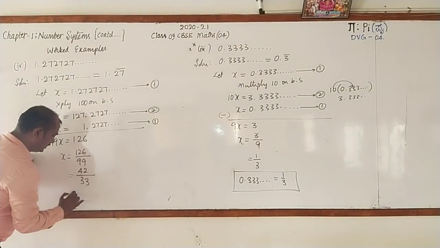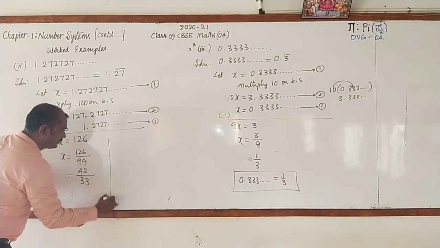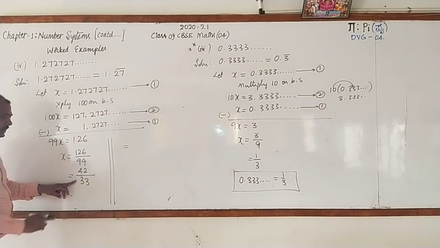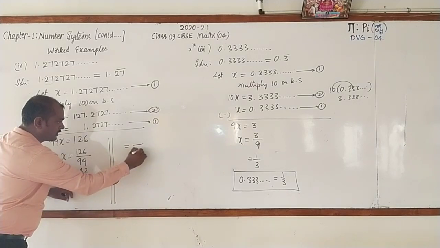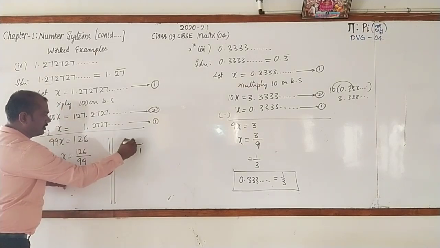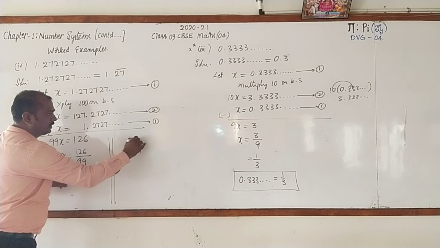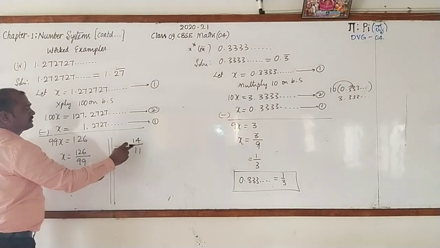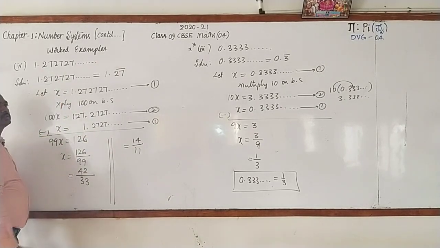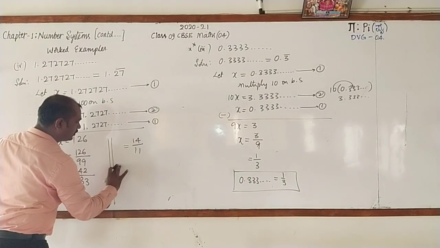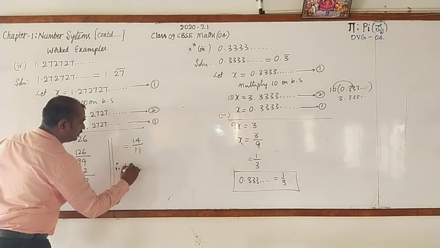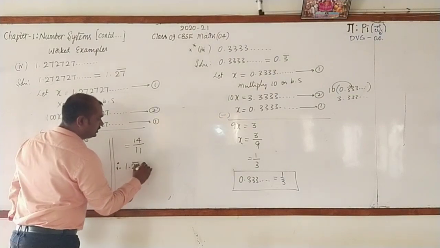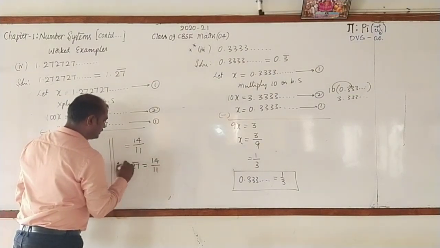Next, this is equal to, again both are divisible by 3. 3 ones are 3, 3 ones are 3, 3 fours are 12, so 1 will remain, 14 by 11. So this is the p by q form of 1.27 bar. Therefore we can write 1.27 bar, or 1.272727 and so on, is equal to 14 by 11.